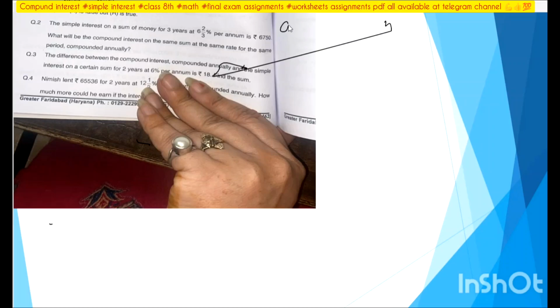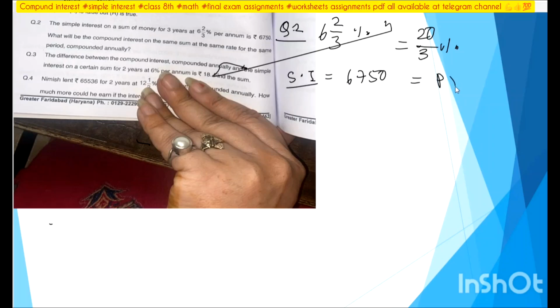Okay, so for question number 2, what I will do, I will say the rate is this per annum, so I can write it as 20 by 3%. Then, applying simple interest, which is given as 6750, it is equal to PRT. PR is P into 20 by 3 into 3 by 100.